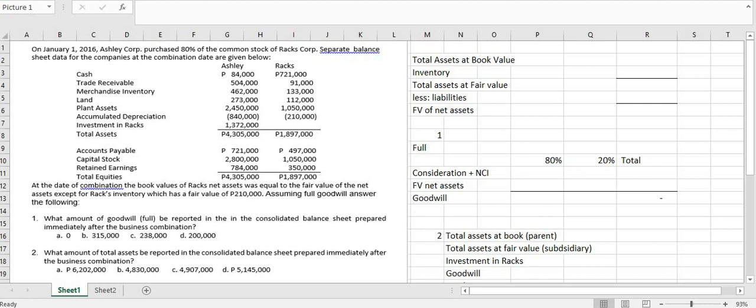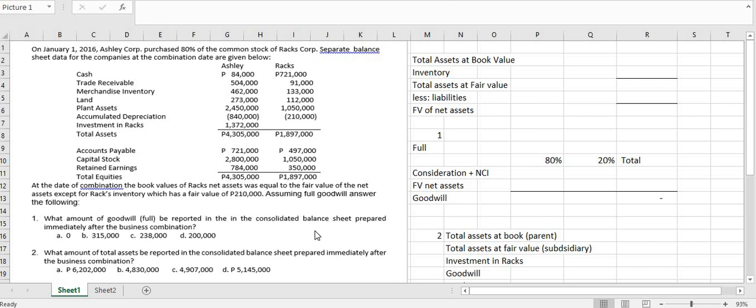We have here our first problem. On January 1, 2016, Ashley Corporation purchased 80% of the common stock of Rocks Corporation. Separate balance sheet data for the companies at the combination date are given below. So we have the separate FS of Ashley and also the separate FS of Rock. At the date of the combination, the book values of Rock's net assets were equal to the fair value of the net assets, except for Rock's inventory, which has a fair value of 210,000. Assuming full goodwill, these are the questions.